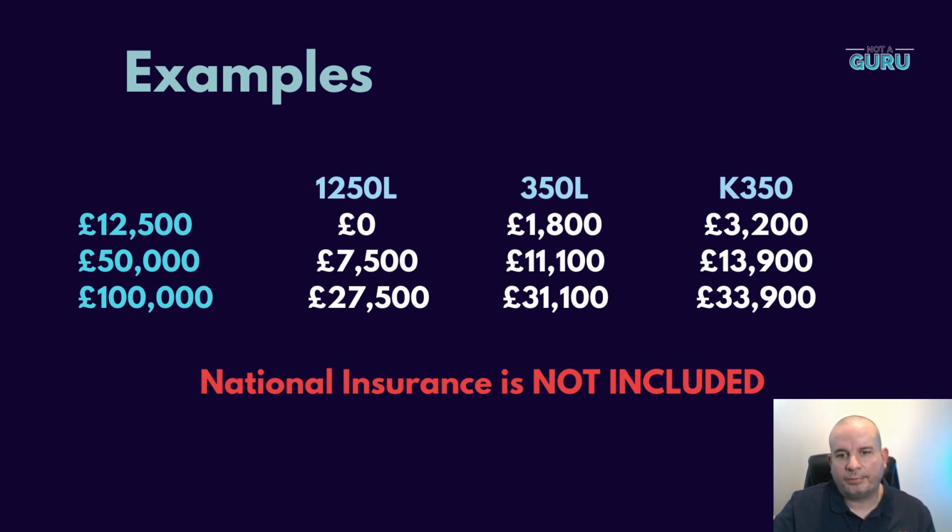We look at the 350 there, so let's use the top level as the example. You're paying 0 on a 1250L code, which most people are on. But say you had a benefit that was worth sort of 9,000 quid. You're then paying £1,800 tax on that. Okay. And then the K code, which is obviously the negative one, 3,200.